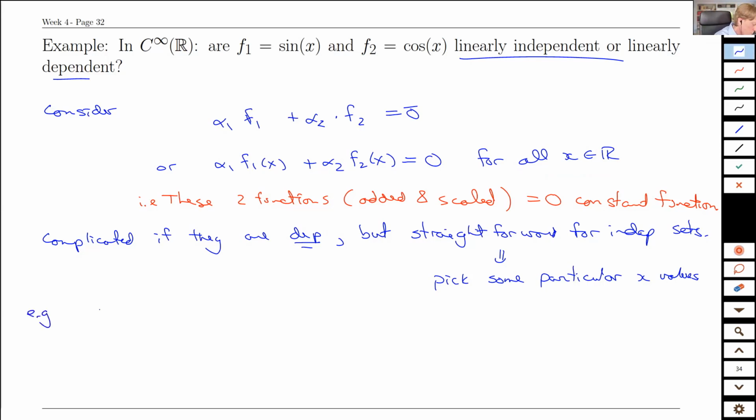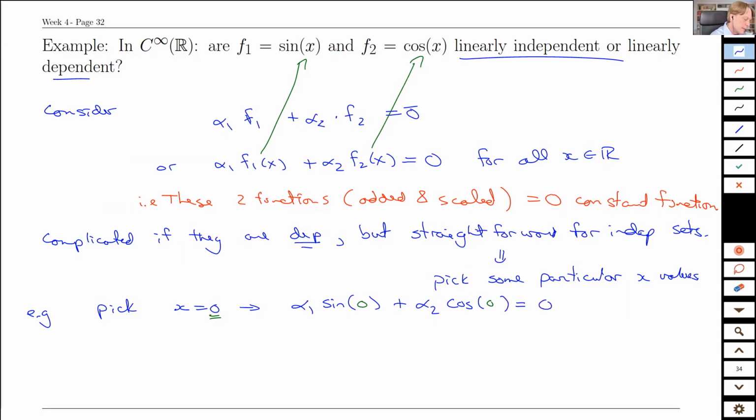E.g., pick x equals 0. Then alpha 1, and I'm going to bring in my functions here. So f1 is sine of x. So sine, and the x value I'm going to put in here is 0, plus alpha 2 times cos of, well, sorry, f2 is cos. So cos of 0 equals 0.